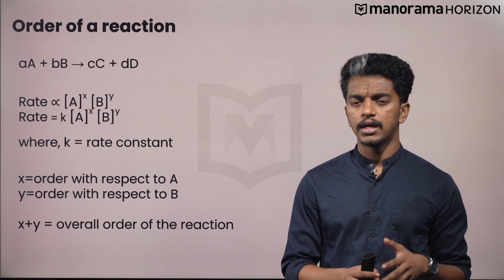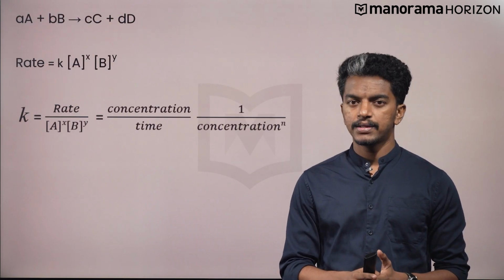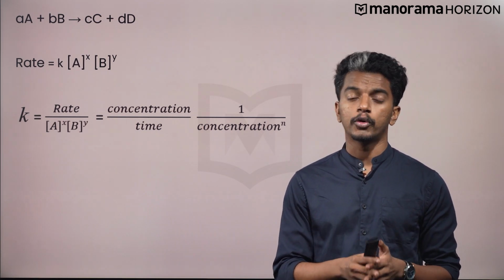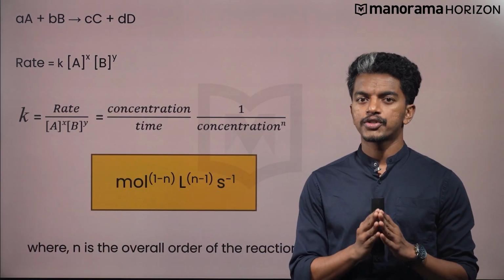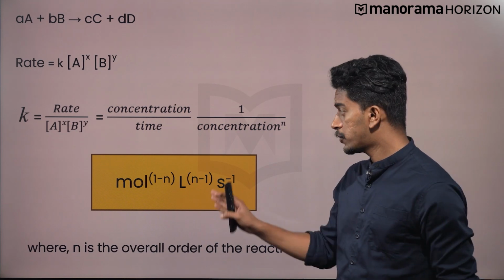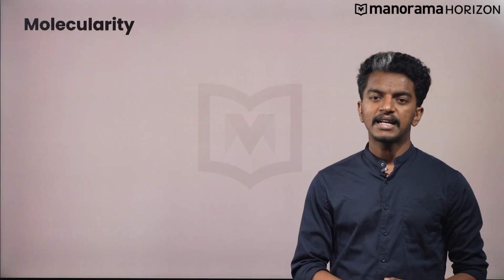Order can have values 0, 1, 2, 3 and even fraction. Hence, you may deduce that rate constant can have different units depending upon the order of the reaction. For a reaction of order n, you may say rate constant can have the units of mole raised to 1 minus n, liter raised to n minus 1, second raised to minus 1. Next, we will discuss the molecularity of a reaction.